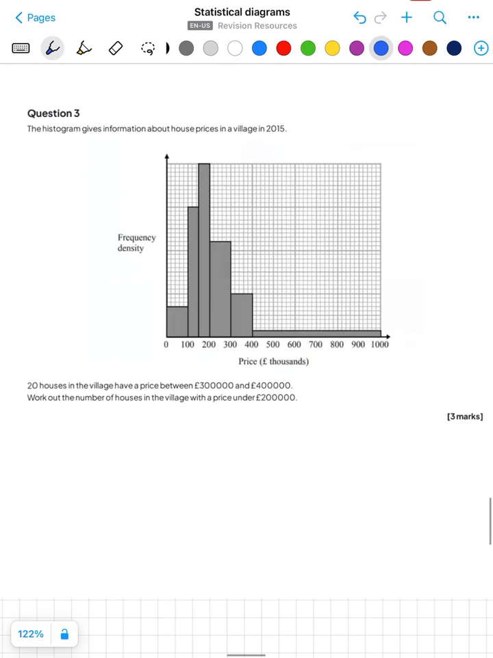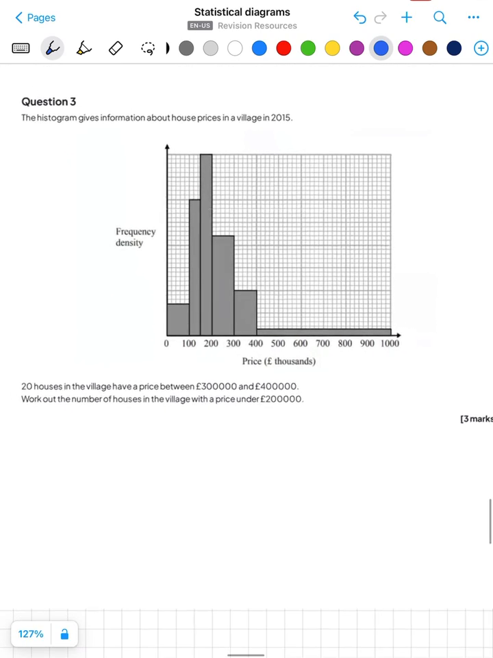So let's look at another histogram, which is slightly more difficult because we have to work backwards. What you'll notice is that we do not have any units on our frequency density axes. So we must have been told a piece of information. 20 houses have a price between £300,000 and £400,000. So we know the area of this box is 20.